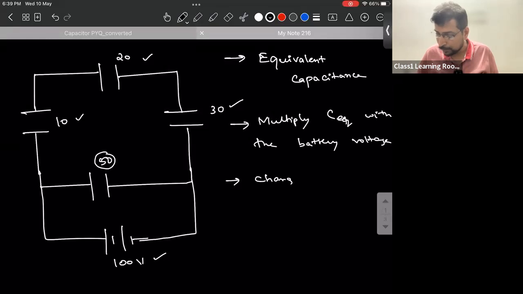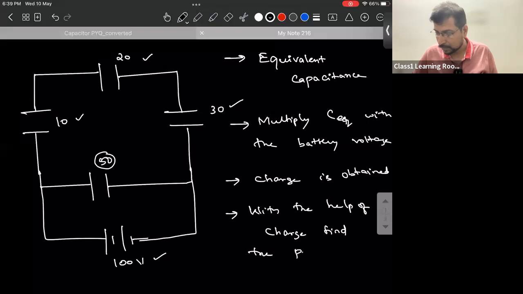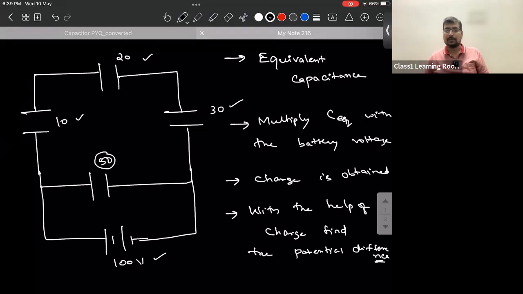So what will it give you? Charge is obtained. Right? And the fourth step is, with the help of charge, find the potential difference. So these are the 4 steps you need to follow. First, write this.